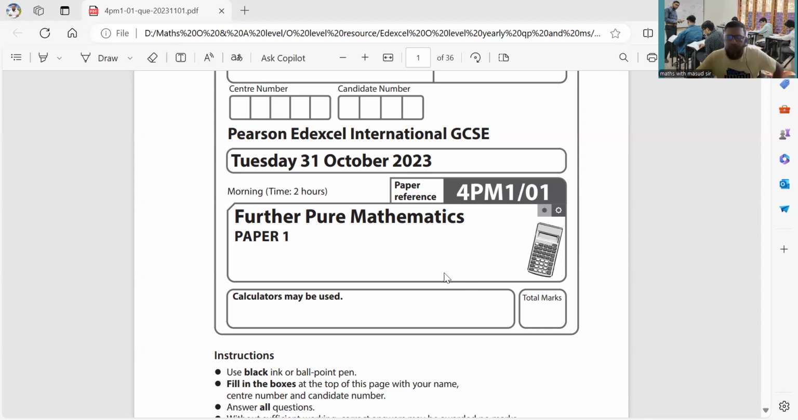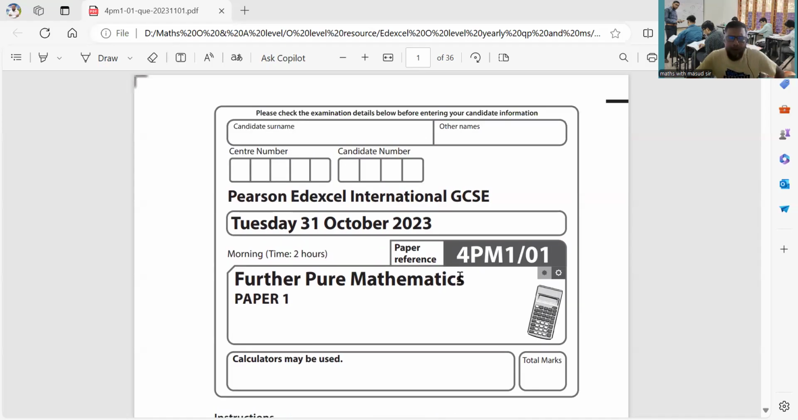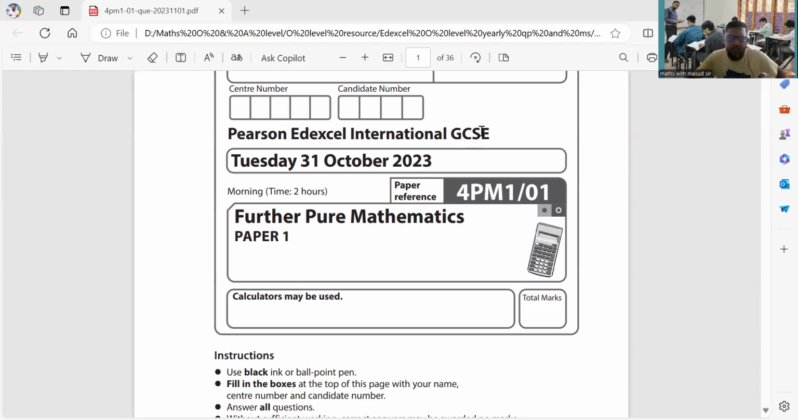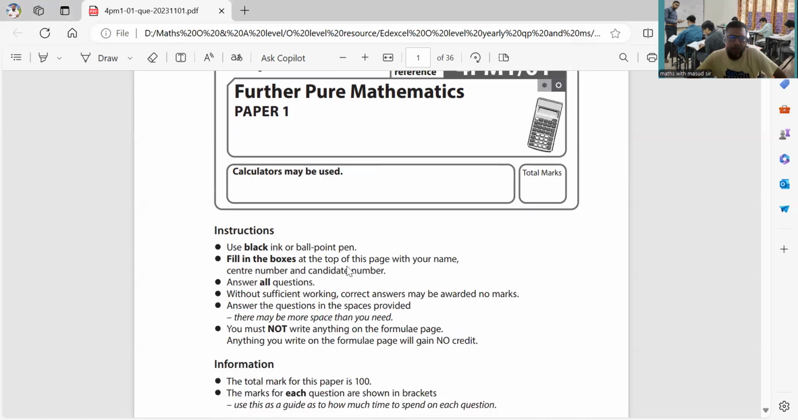So this is the paper. If you see, this is actually the Pearson Edexcel International GCSE October 23 most recent paper, and this is the paper code. This is Further Pure Maths Paper 1. In Paper 1, you have a total of 11 questions.